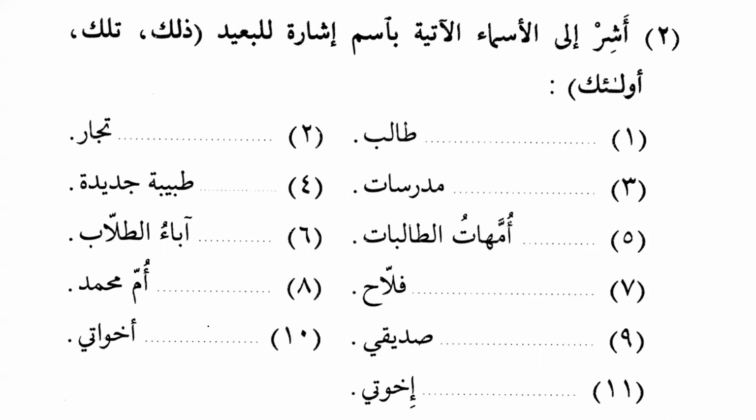Ashir, it means point, and from that we have the word ishara. Ashir إلى الأسماء الآتية. Point towards the following nouns باسم إشارة للبعيد, by using the demonstrative pronoun for far distance. So what are those? ذلك, تلك, and أولئك. So now we have to use these أسماء الإشارة to complete the exercise.